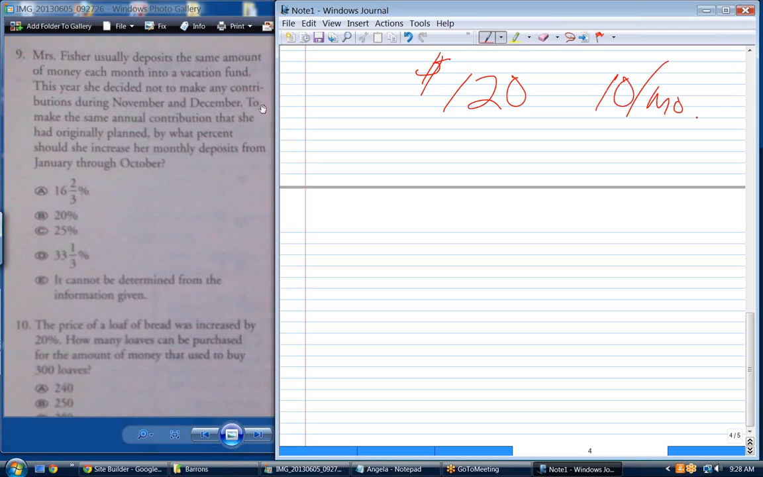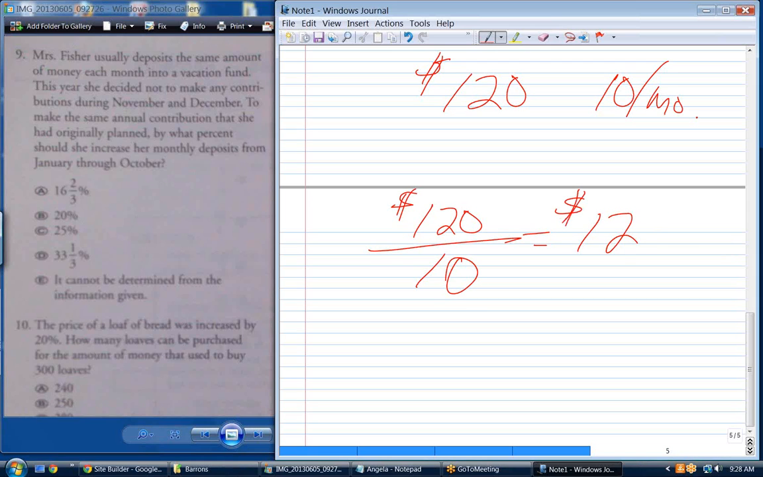And then since she's not going to have 10 in November and December, then she has to deposit $120 in 10 months, which is $12 a month, which is how much of an increase? Percentage-wise, over 10. $2 over 10? Uh-huh. So 20%. And that's the answer.